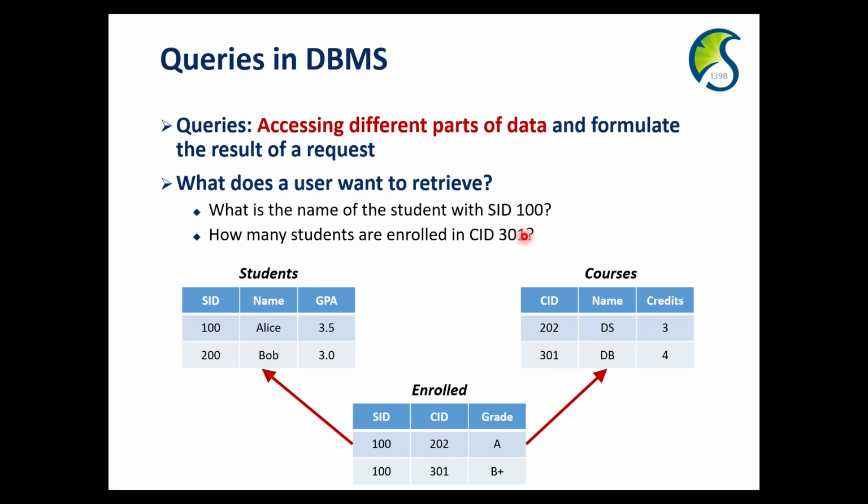When you find some data, you may need to combine two or more relations. As I said, this is called the join operator. Based on the join operator, we can access multiple relations.